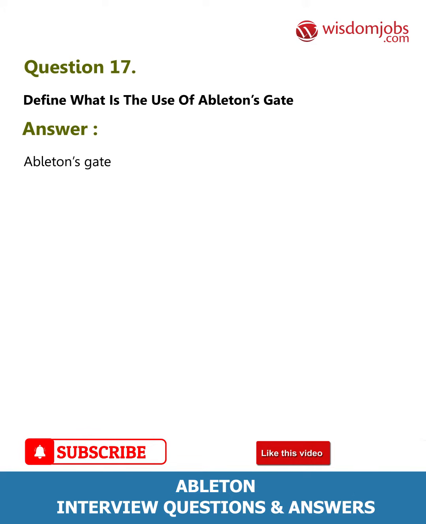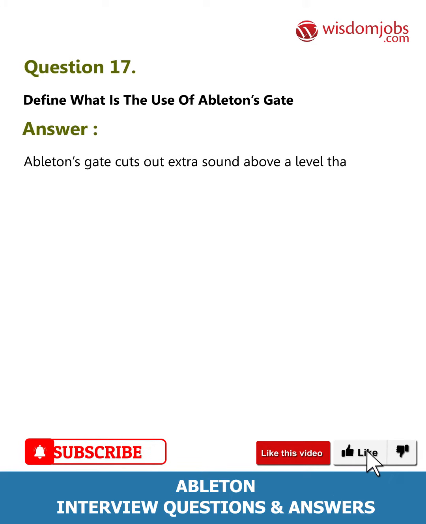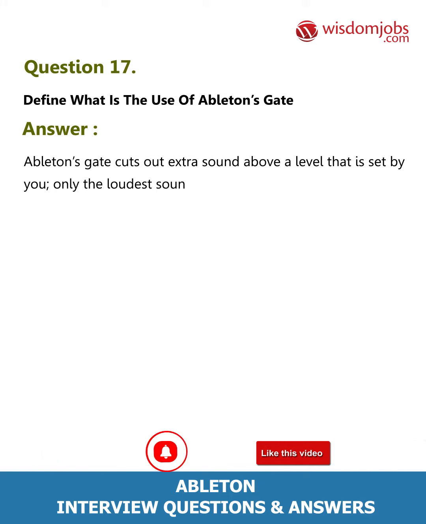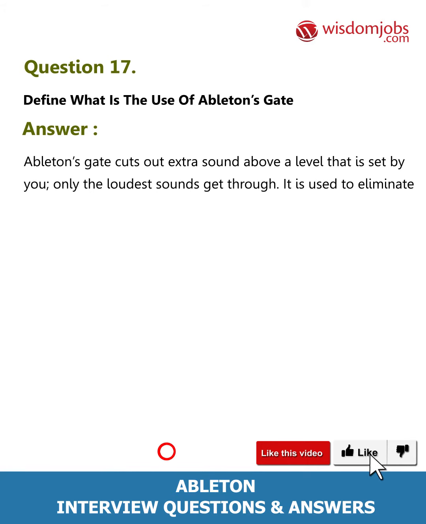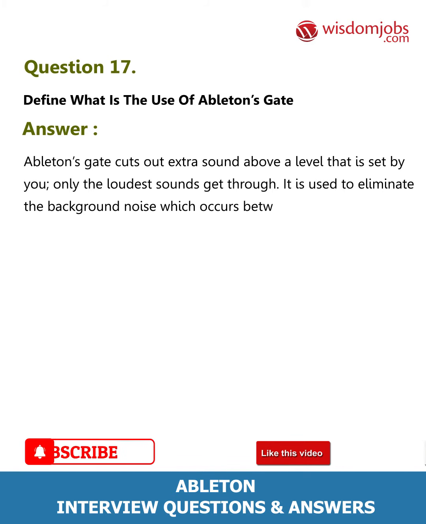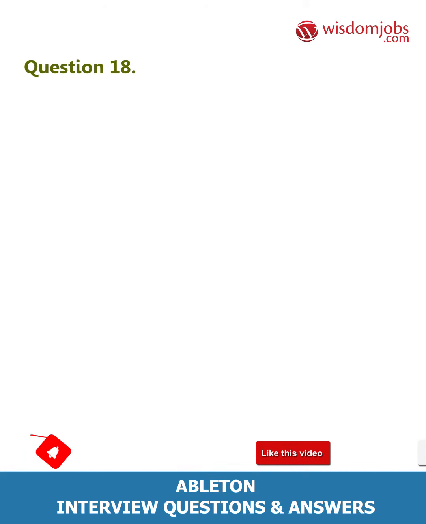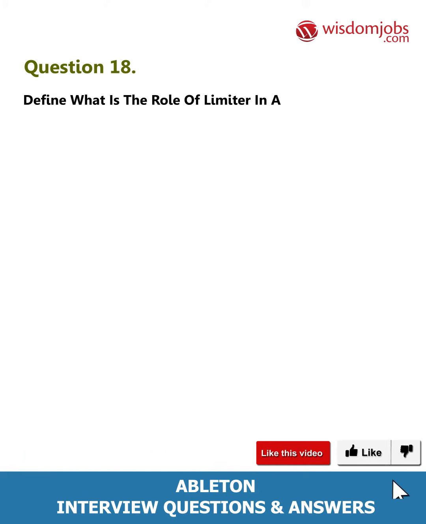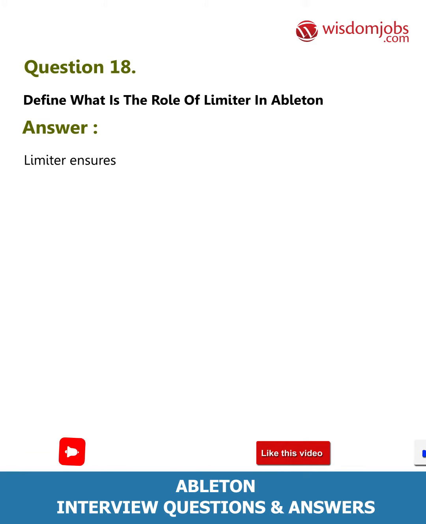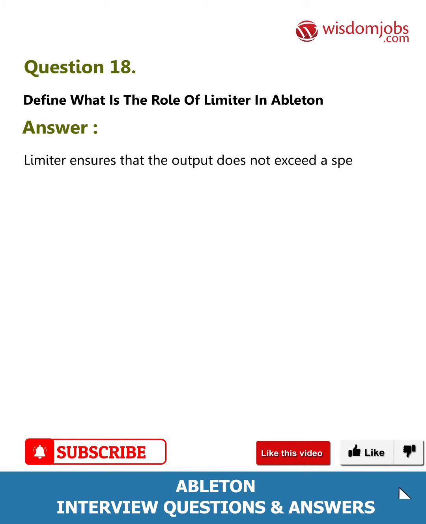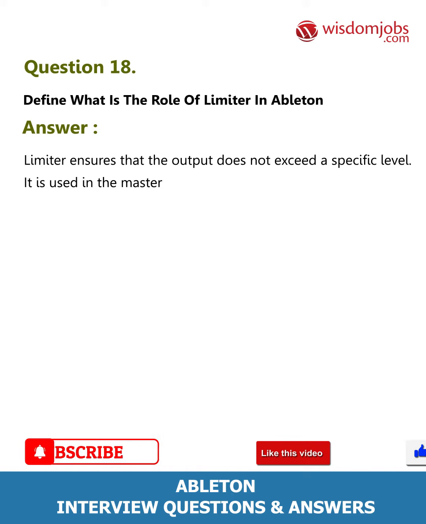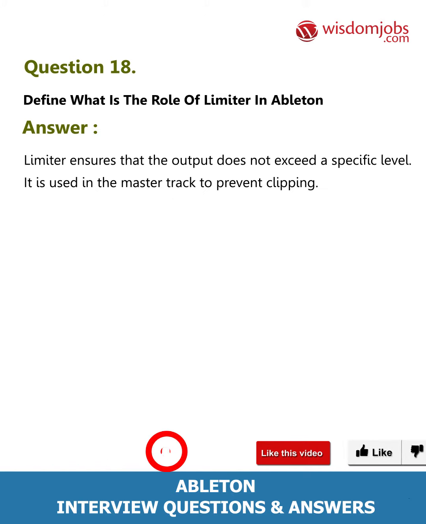Question 17. Define what is the use of Ableton's Gate? Answer. Ableton's Gate cuts out extra sound above a level that is set by you. Only the loudest sounds get through. It is used to eliminate the background noise which occurs between sounds on live recording. Question 18. Define what is the role of limiter in Ableton. Answer. Limiter ensures that the output does not exceed a specific level. It is used in the master track to prevent clipping.